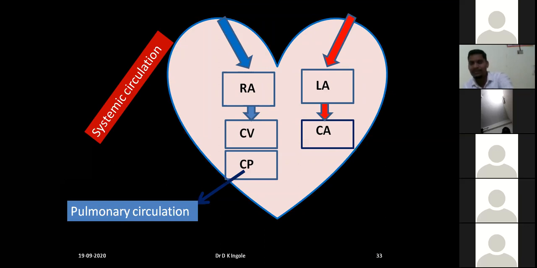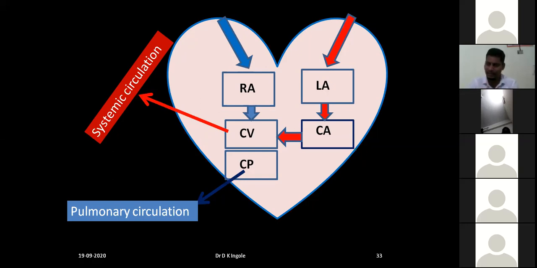Then the blood which was already present in the cavum pulmonale will go to the pulmonary circulation. And then after that, the cavum venosus blood will come down, and the blood from the cavum arteriosus will come to the cavum venosus, and then the blood will go to the systemic circulation. Means this is how it works, like two chambers, a systemic one, with timing of contraction and a series of ridges.